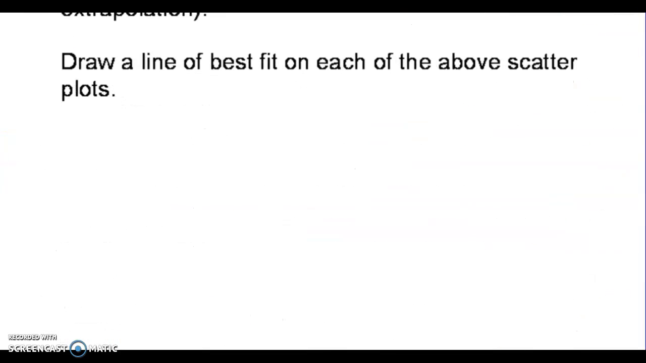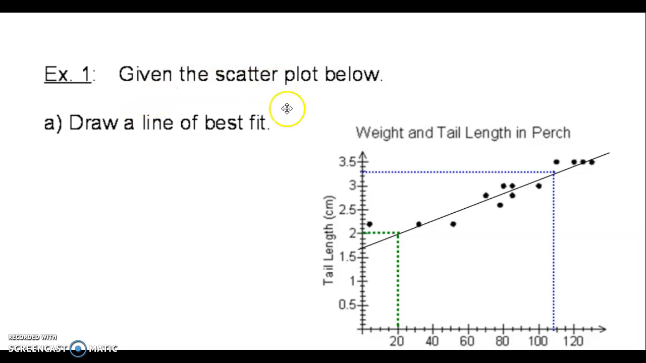Okay, moving on to our next example here. I'm providing you with a scatter plot. I want you to draw a line of best fit. So again, when I draw my line, I'm going to make sure that I touch as many points as possible and that I balance the number of points above and below. So there's my line of best fit.